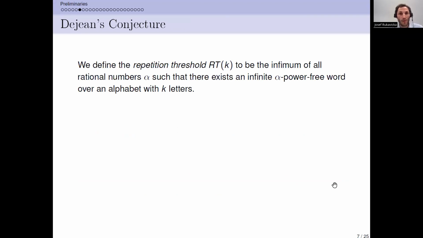Okay, now I define the repetition threshold for some natural number k. If I have a natural number k, I define that the repetition threshold of this integer k is the infimum of all rational numbers alpha such that there exists an infinite alpha-power-free word over an alphabet with k letters.